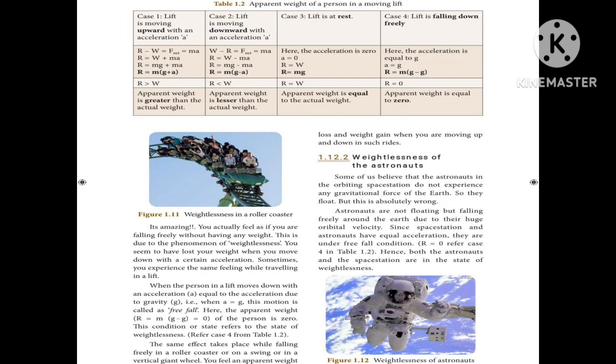Case 1, lift is moving upward with an acceleration a. Case 2, lift is moving downward with an acceleration a. Case 3, lift is at rest. Case 4, lift is falling down freely.